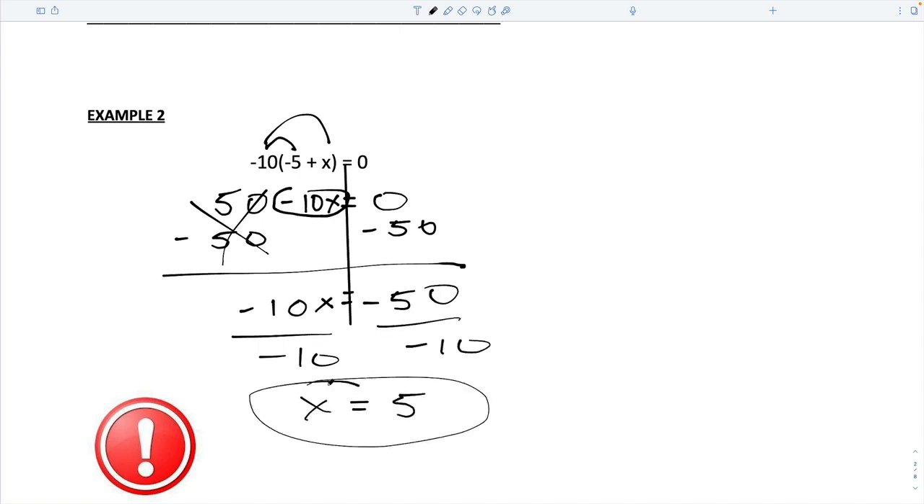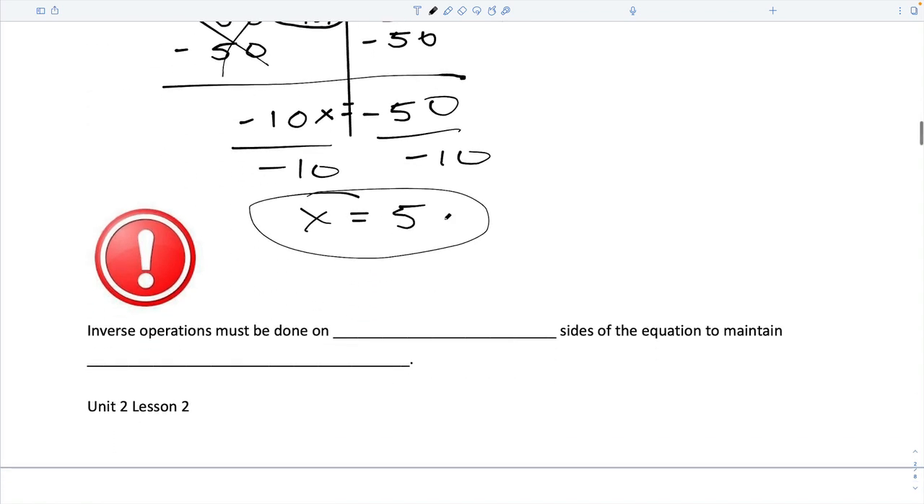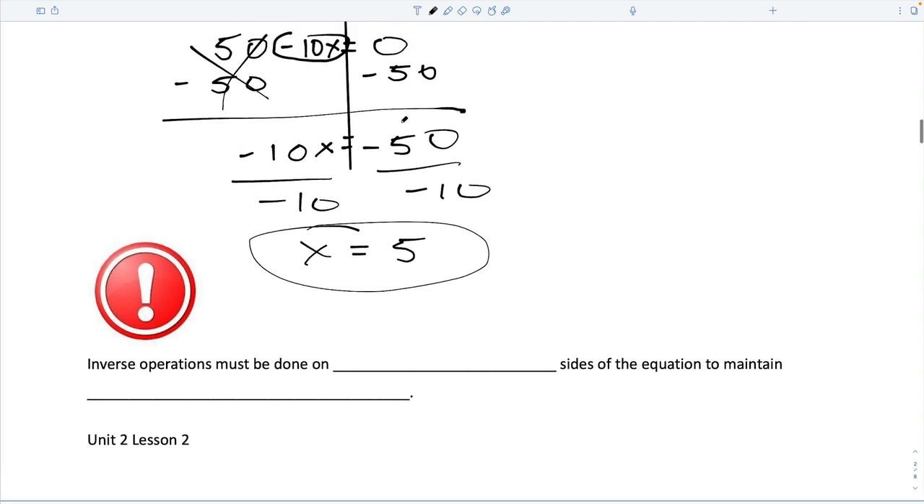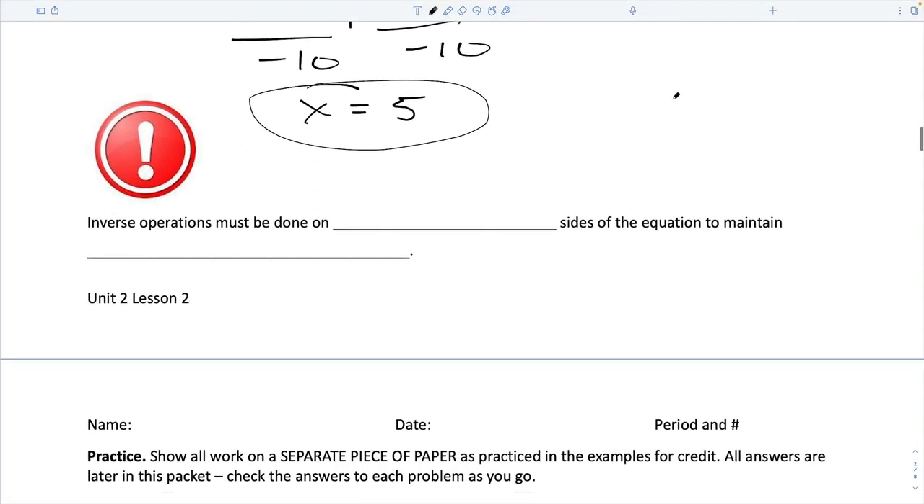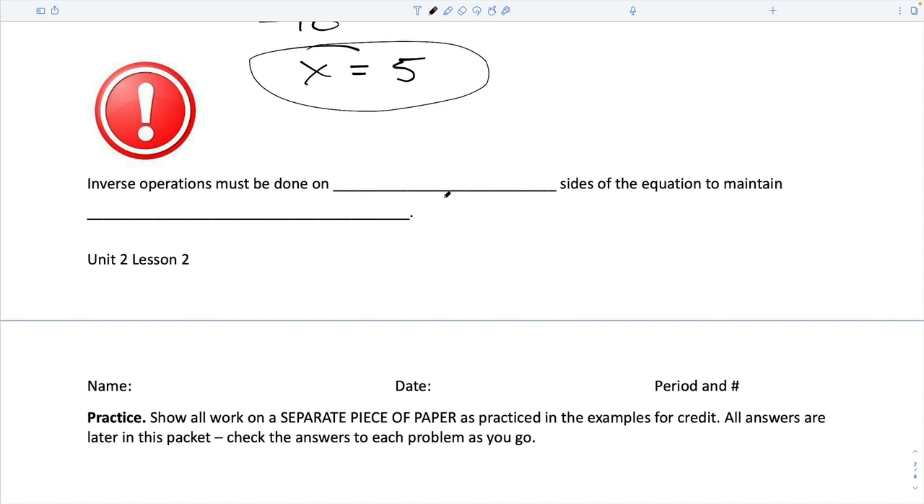Why is it a positive 5 this time? Avery. Because there's 3 negatives. And same would be good, different is bad, so it's a positive. Inverse operations must be done on both sides to maintain equivalency. You sneaky people. Equivalency was that big word that just means it equals each other. You have to have balanced equations to solve it correctly.